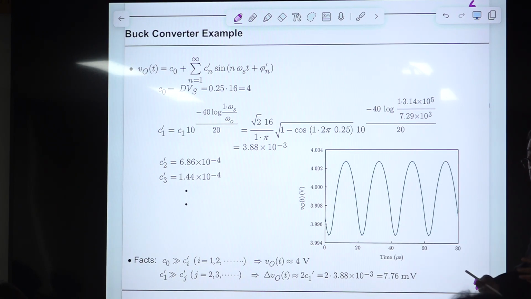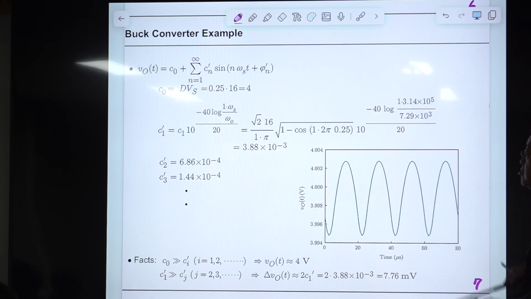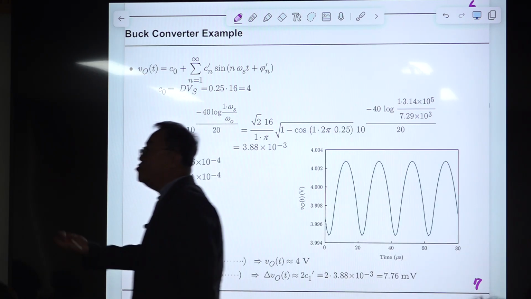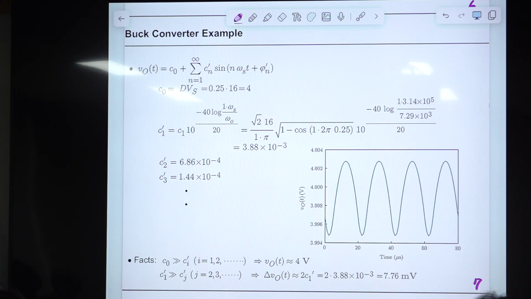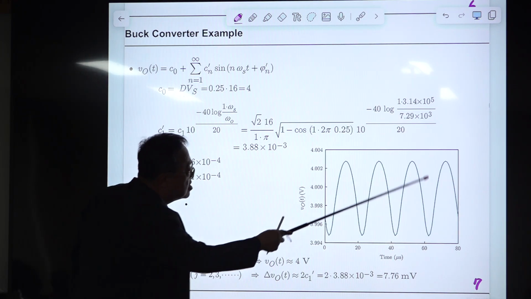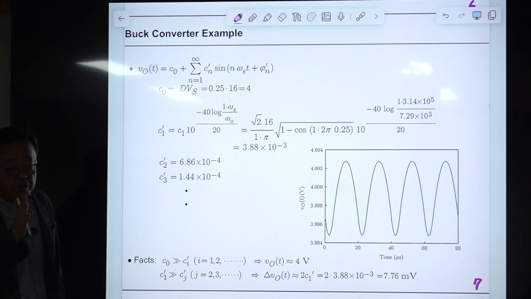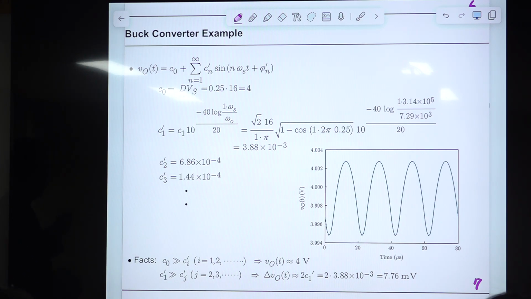Whatever small it might be, it causes some error. So the middle of this should be 4. Okay? This error is because we are using PSpice. If we use an ideal diode, it will be 4. Okay? This is the AC component, which is similar to a very simple sinusoidal wave at the switching frequency. That means only the fundamental component is appearing in our voltage.